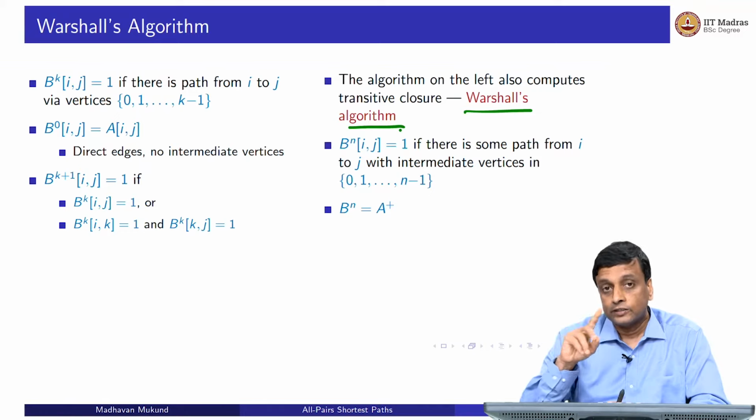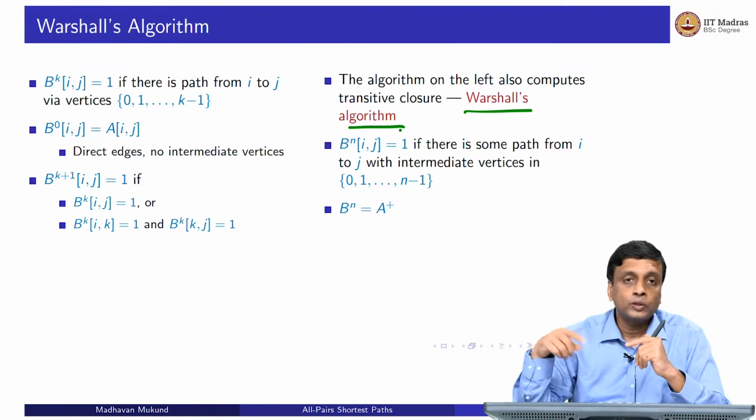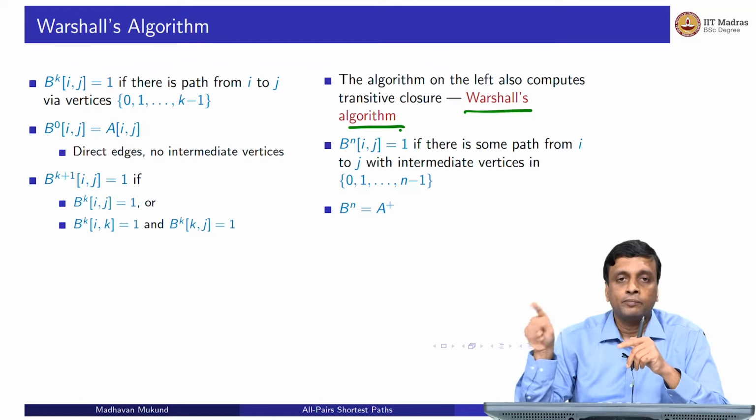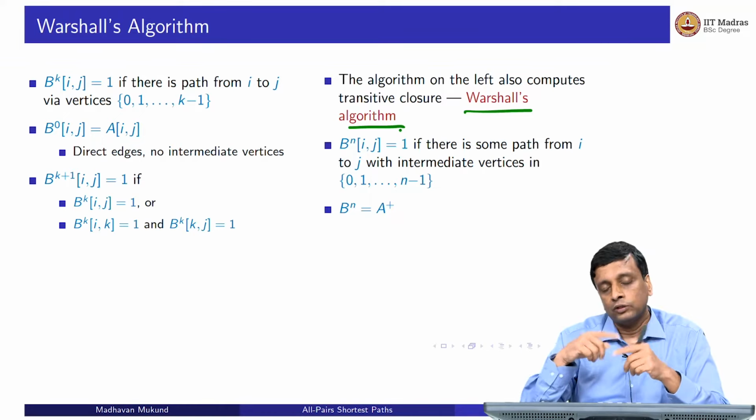So notice that it is not the same as the previous algorithm. They are both computing eventually the same thing, but one is doing this matrix multiplication. It is actually concatenating paths. It is saying there is a path from A to B and then there is a path from B to C, so there will be a path from A to C. Whereas here you are actually doing something more clever.